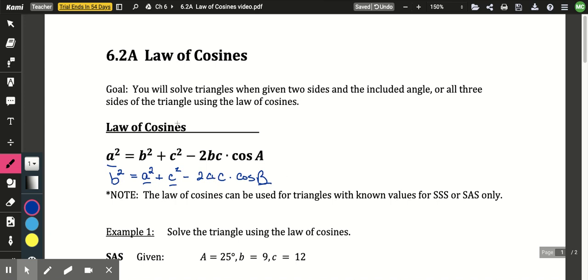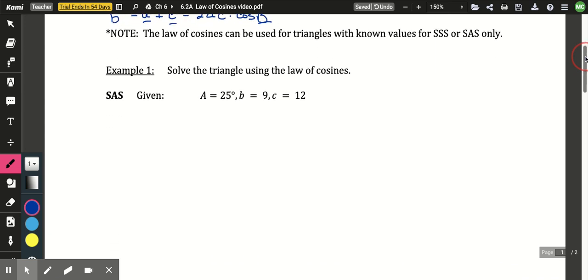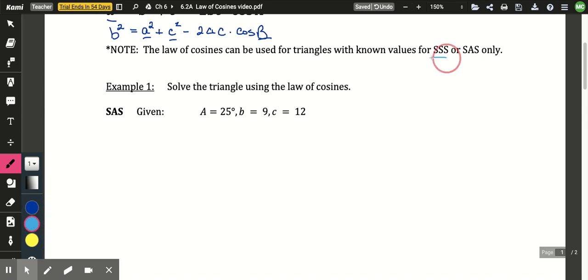But anyhow, we can use law of cosines to find any side of the triangle. We could also use this to find any angle of the triangle. So let's see how that works. One more note: I mentioned this already, but we can only use it if we have all three sides or if we have a side angle side. So the angle has to be between the two known sides.